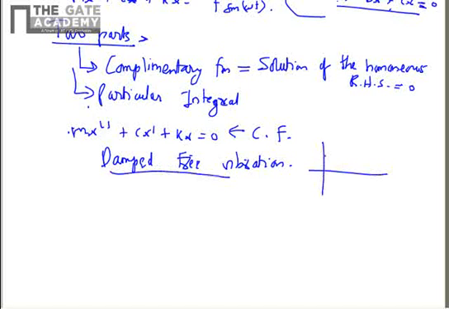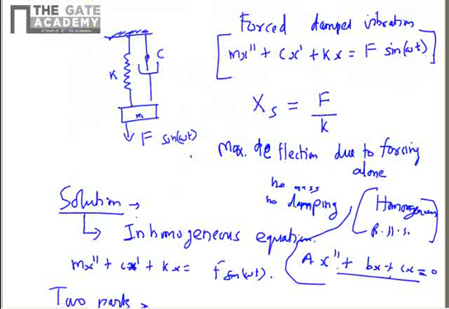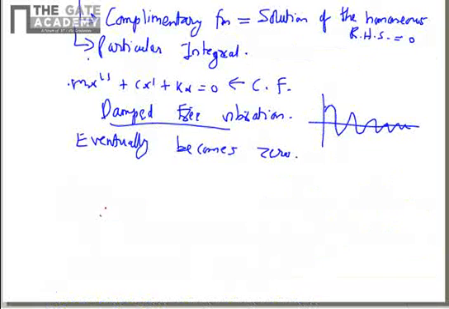So a damped free vibration, whatever the damping ratio is there, will eventually die out in time and become 0. So we don't need to bother about this case. We are only interested in the particular integral. The particular integral is the solution of this equation itself, m x double dot plus c x dot plus kx equals F sine omega t.